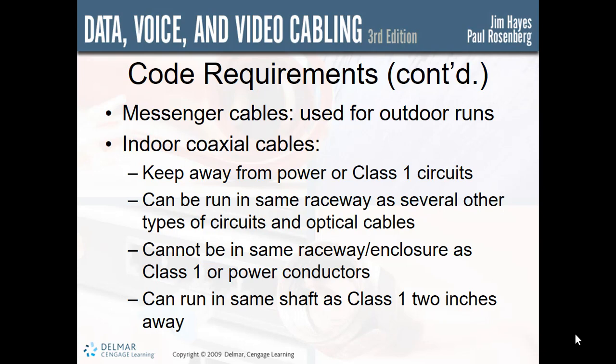The indoor circuits that we're going to be discussing, coax cables that are run indoors, are subject to the following requirements. They have to be kept away from power or class 1 circuits. They can be run in the same raceway as a class 2 or 3 circuit. They may not be run in the same raceway or enclosure as a class 1. These are your higher electrical circuits. They are allowed to be run in the same shaft as a power and class 1 conductor, but in these cases, they must remain at least 2 inches away.